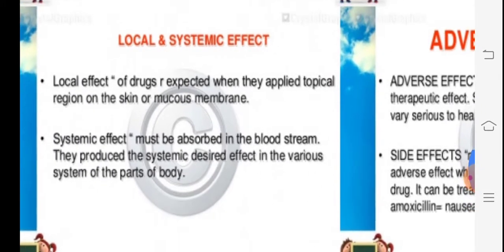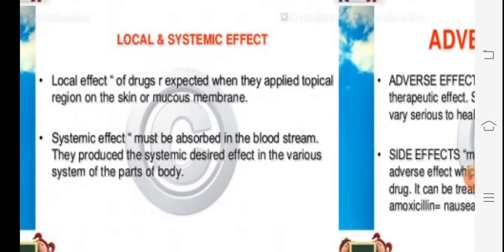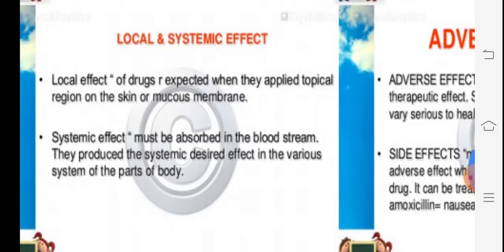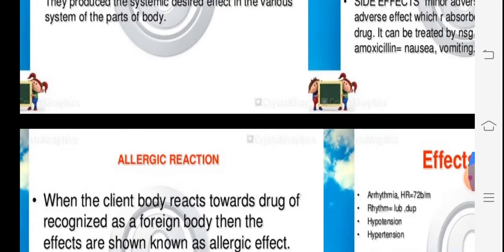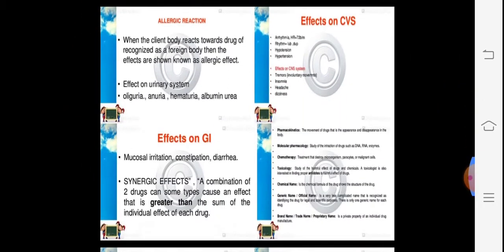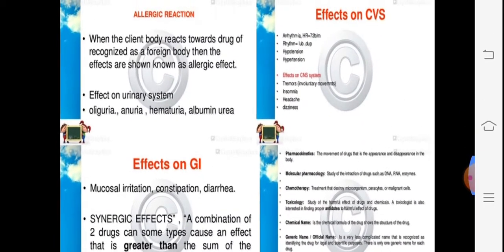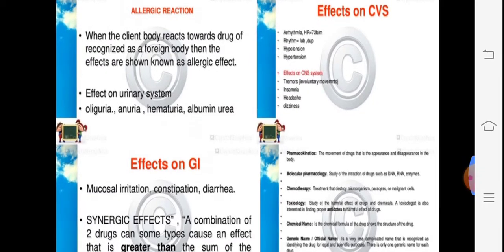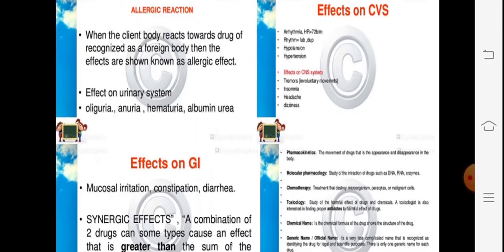Next there is the local and systemic effect. Various parts of the body absorb the drug, and there may be an effect. Suppose there is skin or mucous irritation, it is called a local effect. Then allergic effects are there. Allergy means the client or the patient's body shows an allergy. Then a particular urinary system may be affected.